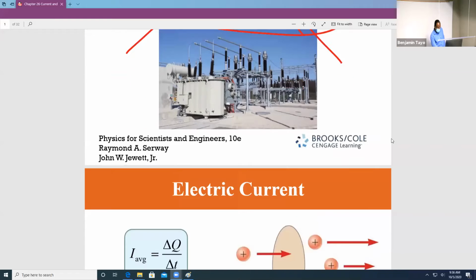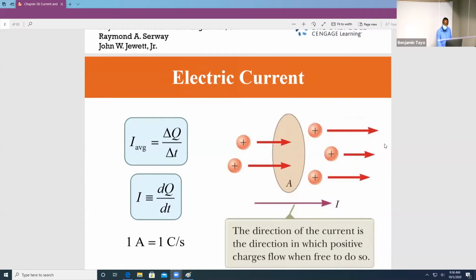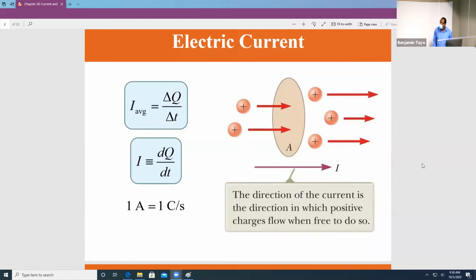Let's talk a little bit about some introductions here. So the very first thing that I want to talk about is the definition of the electric current. The symbol here is I. And there are two ways that you can calculate the electric current.